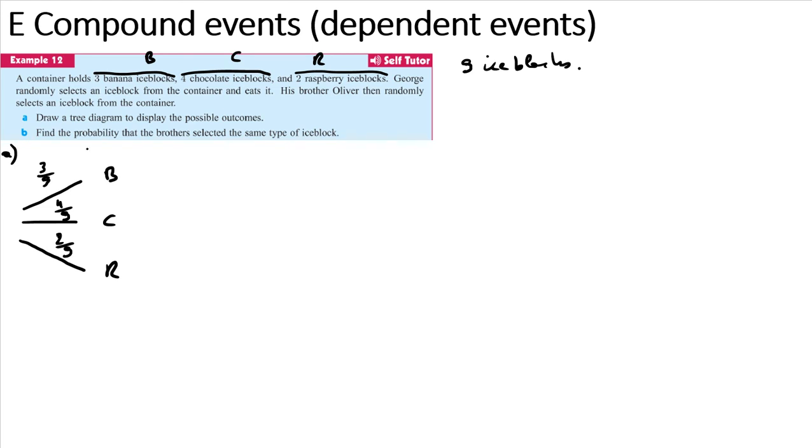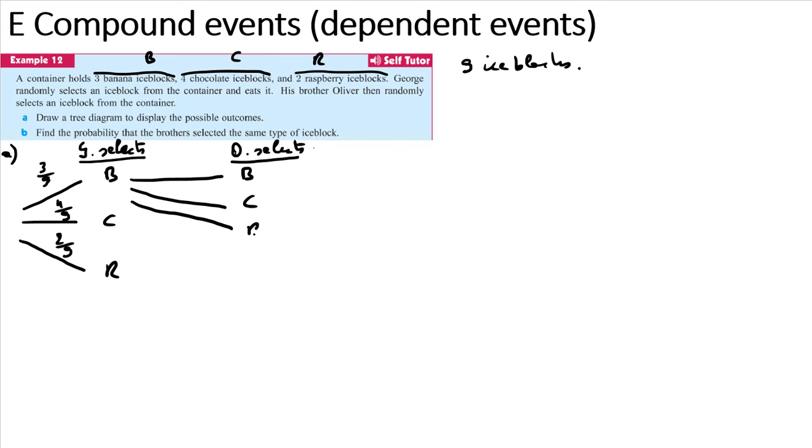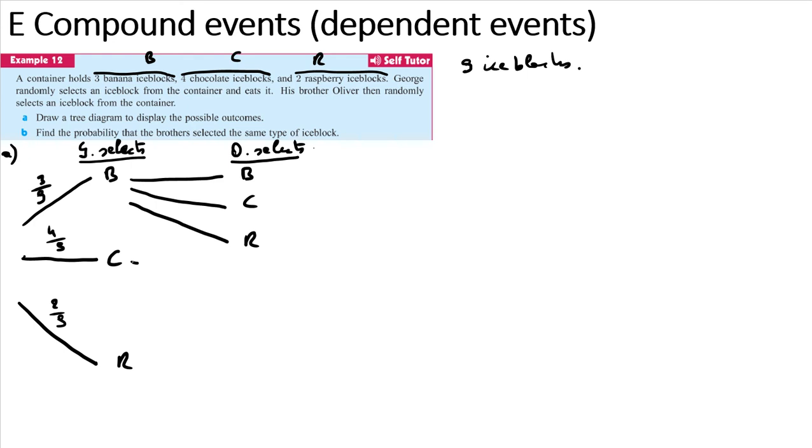And here George selects. And now his brother Oliver will select. Okay, he can select a banana ice block, or a chocolate ice block, or a raspberry ice block. And that is the case for the others as well.